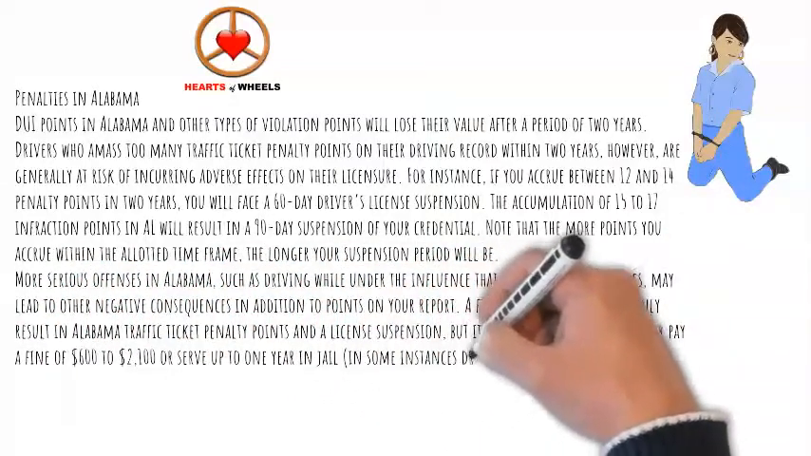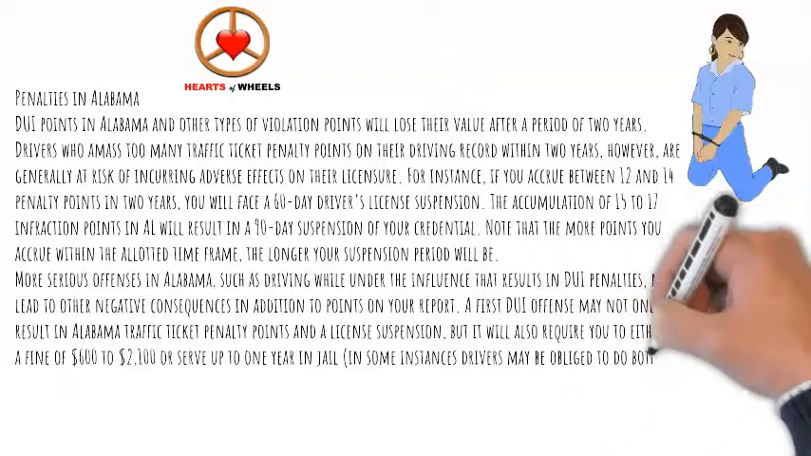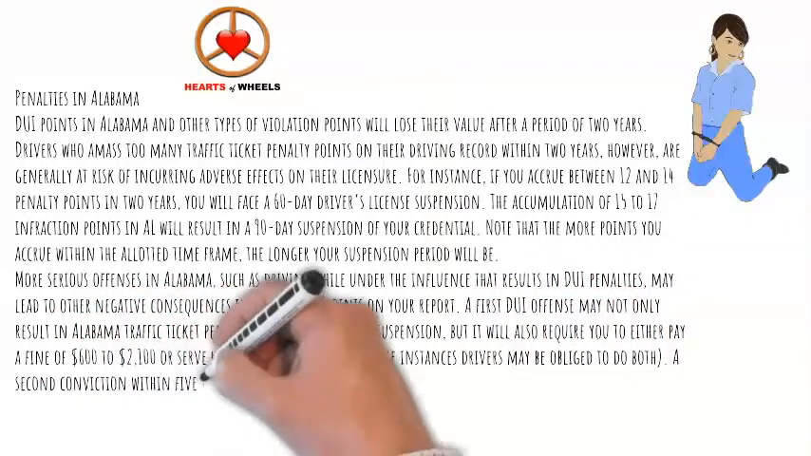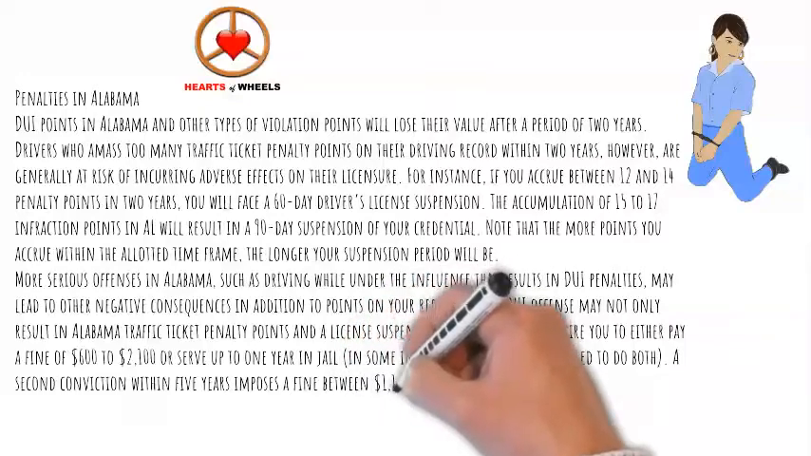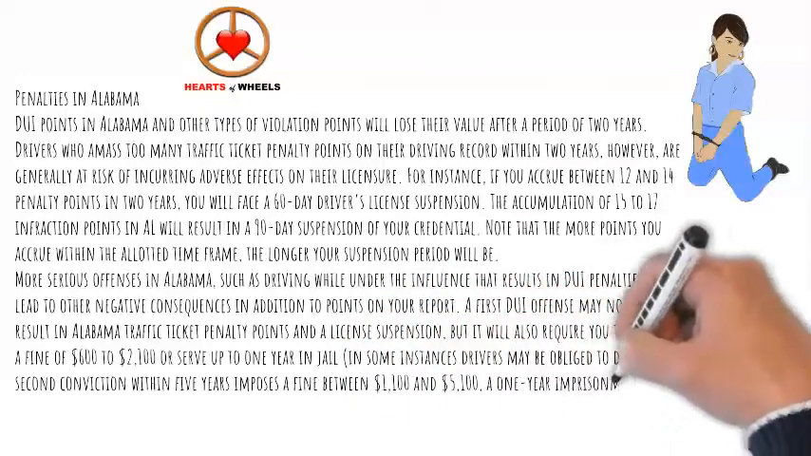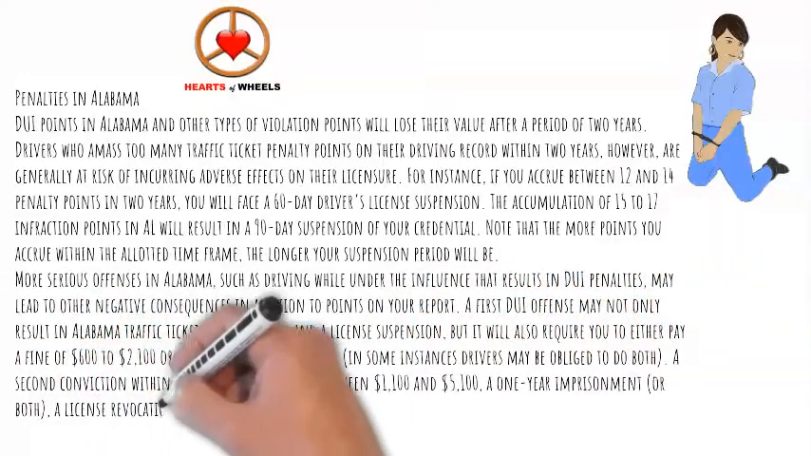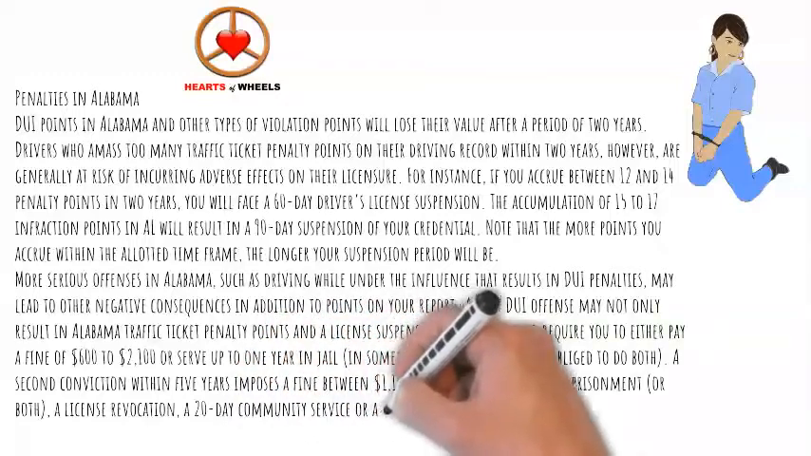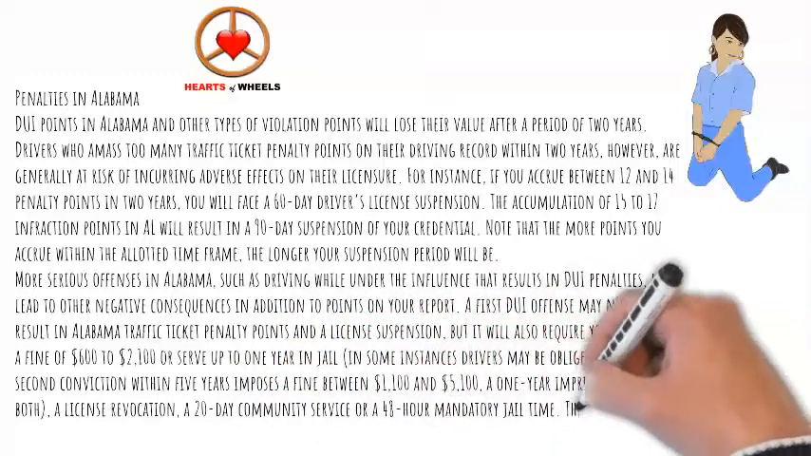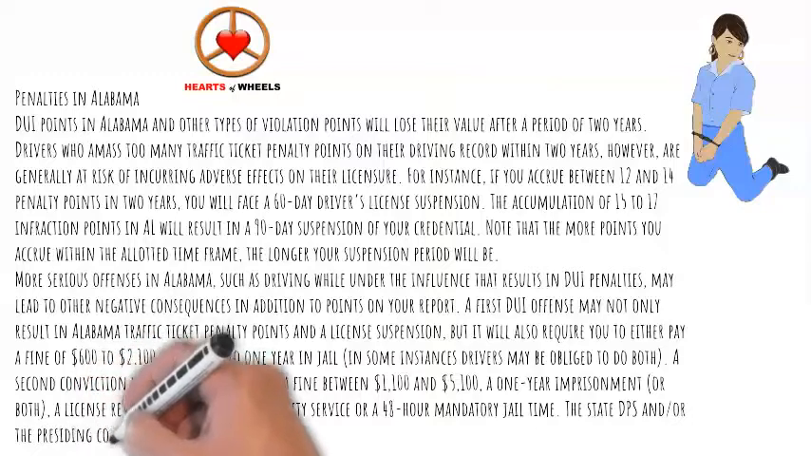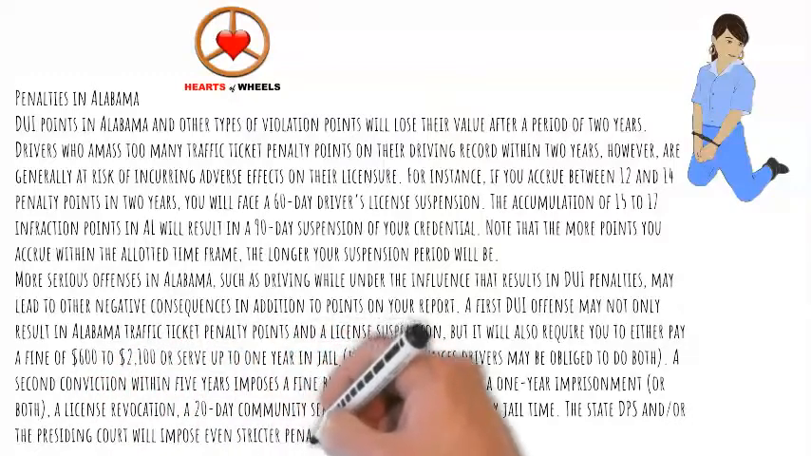A second conviction within 5 years imposes a fine between $1,100 and $5,100, a 1-year imprisonment, or both, a license revocation, a 20-day community service, or a 48-hour mandatory jail time. The state DPS and/or the presiding court will impose even stricter penalties for subsequent DUI violations.